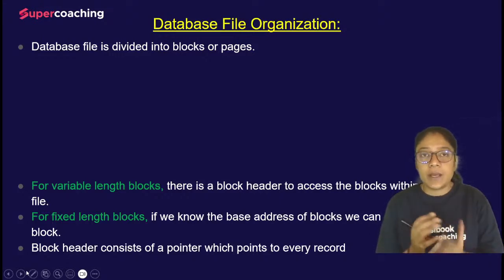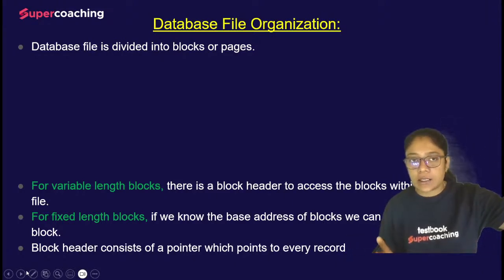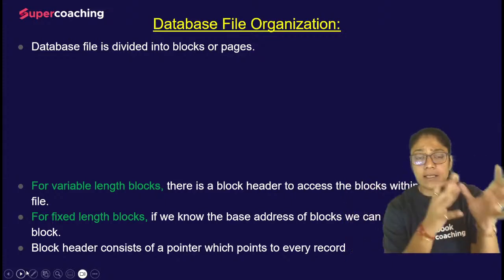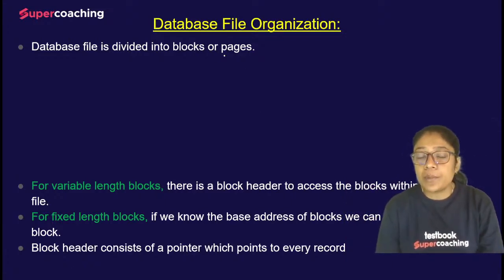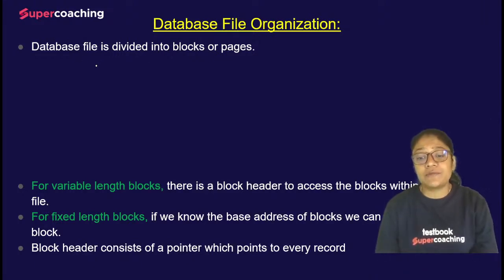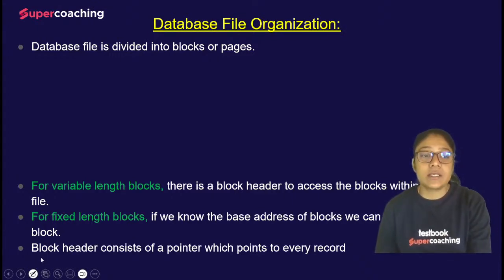For example, you have a database book and that is having 1000 pages or 1200 pages, so the entire content does not fit on one sheet. So that is divided into the parts and that is known as the blocks or pages. Now these blocks and pages in the database file can be fixed length blocks or variable length blocks. What do I mean by these fixed length blocks?